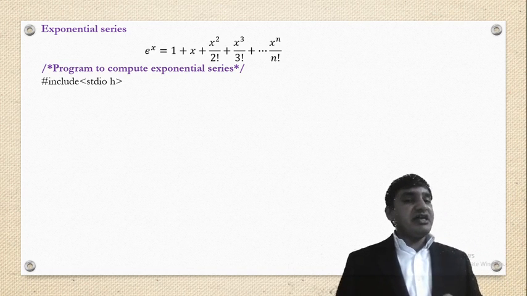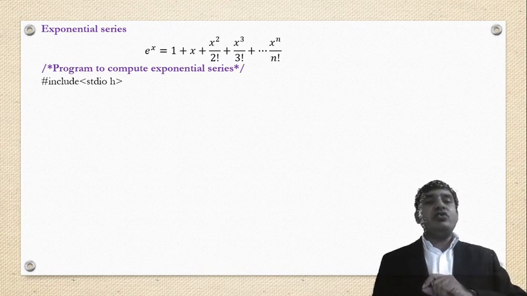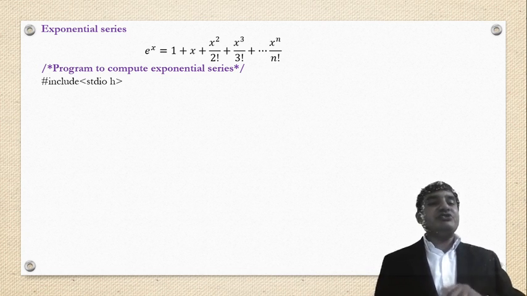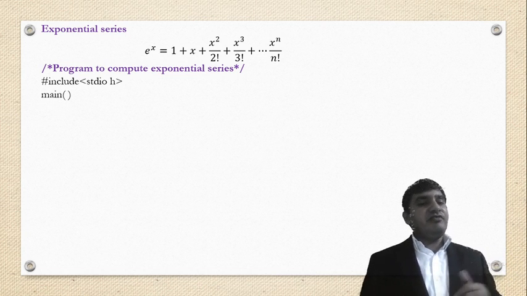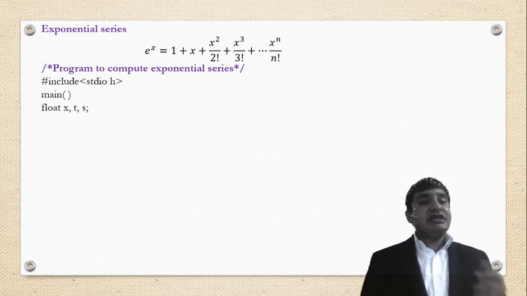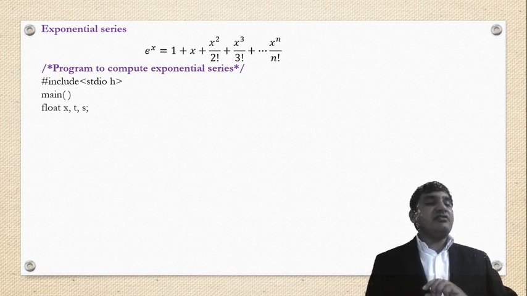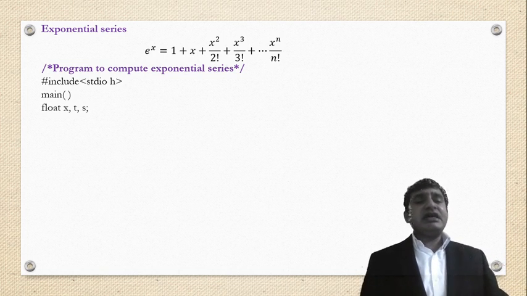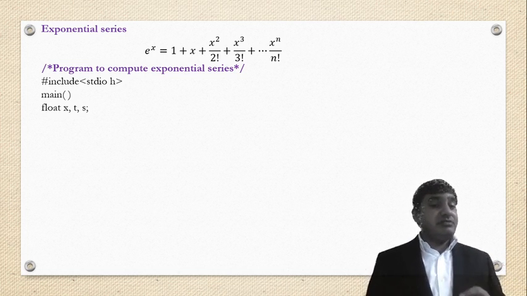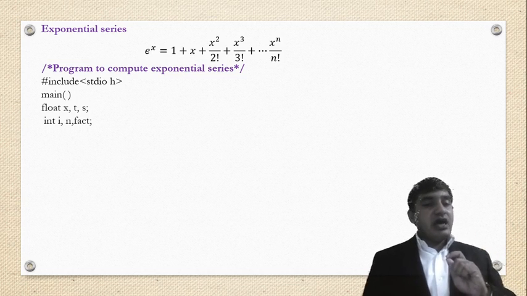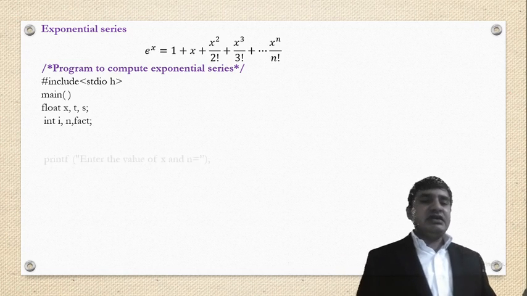Hash include is a preprocessor directive. stdio dot h. stdio means standard input output function, dot h means header file, then main function, then float. Float x, t and s, these are floats. So it indicates that x, t and s have the decimal point. Integer n, i, n and fact, these are integers.